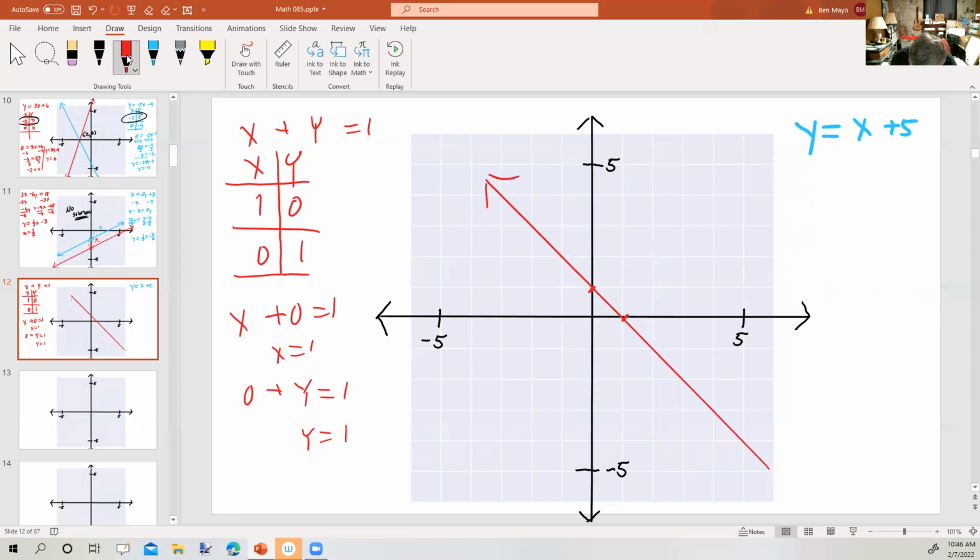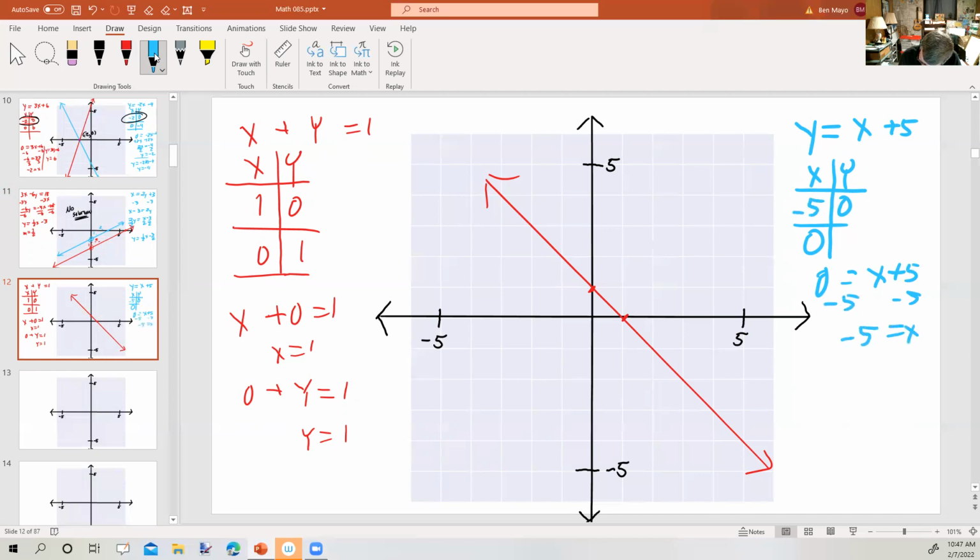So there is the red line. Now y equals x plus 5. If y is 0, 0 equals x plus 5. Subtract 5 from both sides. x equals negative 5. If x is 0, y equals 5. Negative 5, 0 is here. 0, 5 is there.